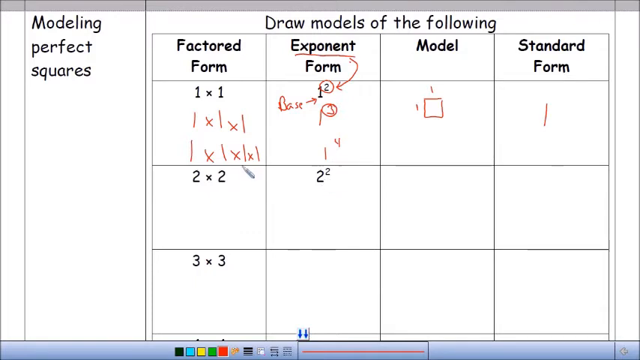Okay, so now let's look at the 2 times 2. 2 times 2 means 2 to the second power. And again, if it would have been 2 times 2 times 2, that would have been 2 to the third power. And if you do 2 times 2 times 2 times 2, then that would be 2 to the fourth power, because there are 4 2's multiplied together. Okay, but we're not looking at these over here. Let me put a line through those.